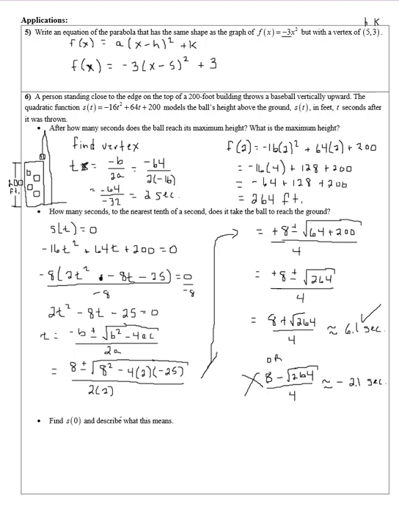So now, find s of 0 and describe what it means. So s of 0 means we just plug 0 in for t. So we have negative 16 times 0 squared plus 64 times 0 plus 200. The first term is 0, the second term is 0, so that just equals 200 feet. What does that mean? Well, at 0 seconds, the ball is 200 feet above the ground.